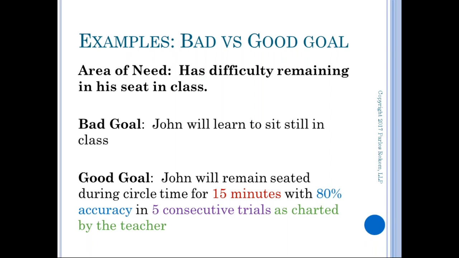John's evaluation revealed that when the observer observed him in class, he was really having a lot of difficulty in circle time. So why not write a goal about that? John will remain seated during circle time for 15 minutes. So we have the mastery, the trials, the criteria, 80%, and we know how we're going to collect data. We're going to chart it, and we know who's going to do that, the teacher.